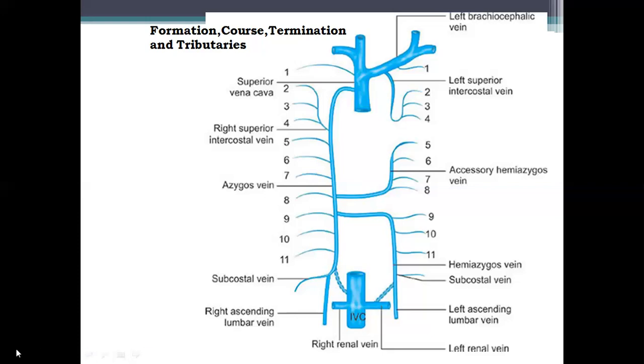Okay, what's the clinical importance of this Azygos vein? In case of obstruction of the superior vena cava, since this Azygos vein connects the superior vena cava and the inferior vena cava, it serves as a collateral channel for the blood from the upper part of the body to the inferior vena cava. Okay.